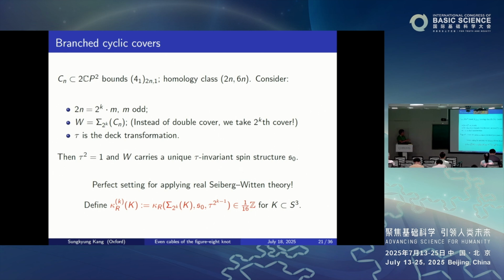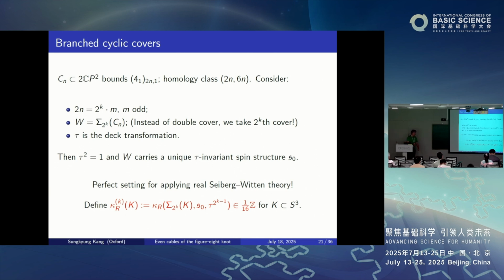We denote that as W, and then it'll have a deck transformation called tau. Then what happens is, as I said, tau has order 2 to the power of k, and then your four-manifold carries a unique tau-invariant spin structure, which is a perfect setting for applying something called real Seiberg-Witten theory. I'm not going to explain what it is, because it is a one-hour talk anyway. But using Seiberg-Witten theory, what you can define is something called the kappa invariant. It is a real analog of what happens in Pin(2)-equivariant Seiberg-Witten theory.